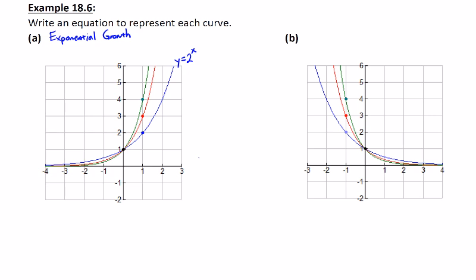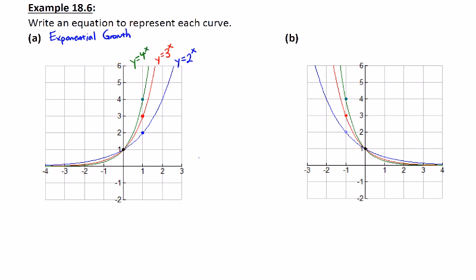Take a look at the red line. The red line has the point (1, 3). And the only way I can make that happen as an exponential growth function is to make this say y equals 3 raised to the x. And then finally the green line has the point at (1, 4), which is a good way for us to see that the equation needs to be y equals 4 raised to the x.